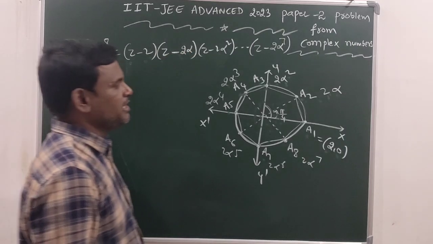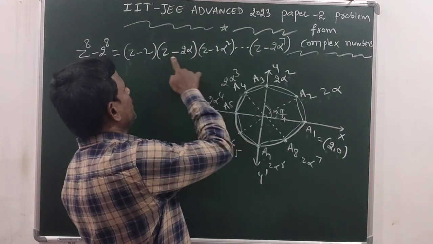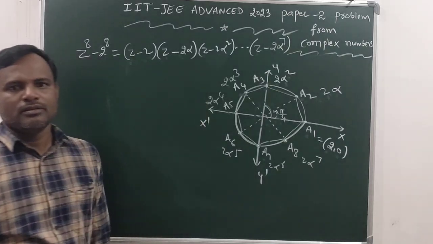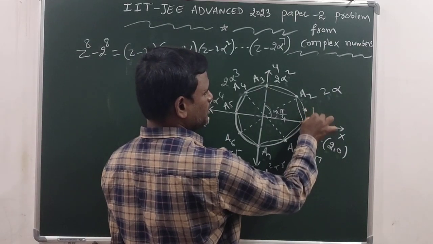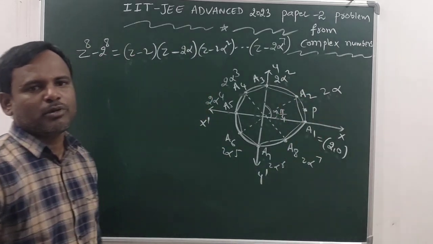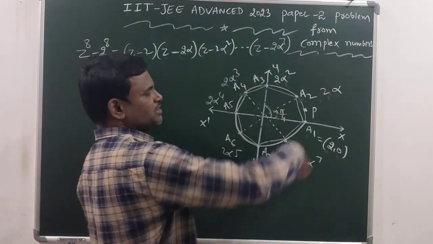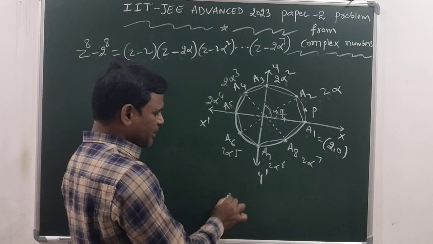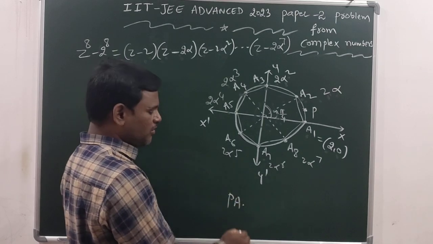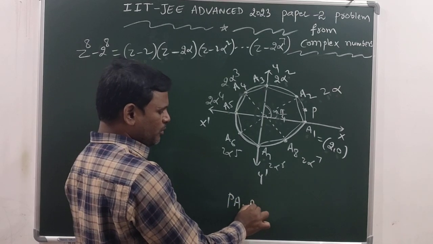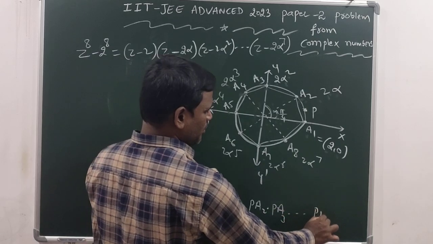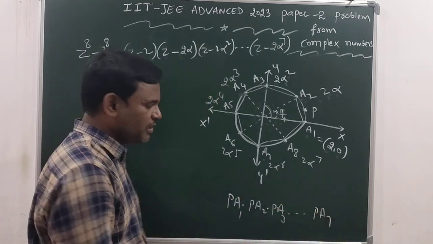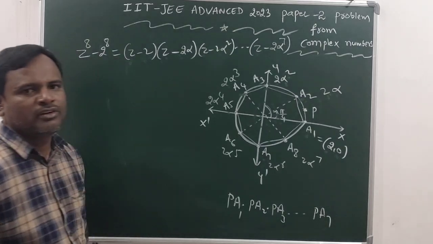Because, see here, Z is a locus point. Take that locus point anywhere. Here, they said in the problem itself, P is any one point on the circumference of the circle. Then find the maximum value of P of A1 into P of A2 into P of A3 and so on, P of A7. We require to find the product of all this.